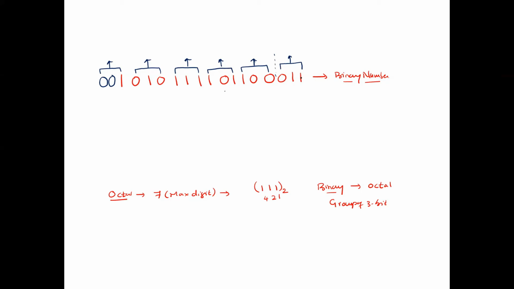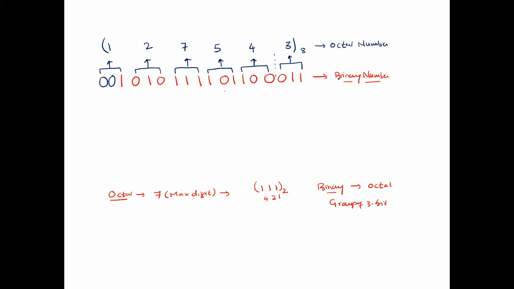Now convert this number. 0, 1, 1 means this is 1, 2, it is 3, so I'm going to write 3. This one, it is 4. This one, it is 5. 1, 1, 1, this is 7. 0, 1, 0, this is 2, and 0, 0, 1, it is 1. So this binary number is equivalent to this octal number, to the base 8. So this is the way to convert a binary number into an octal number.